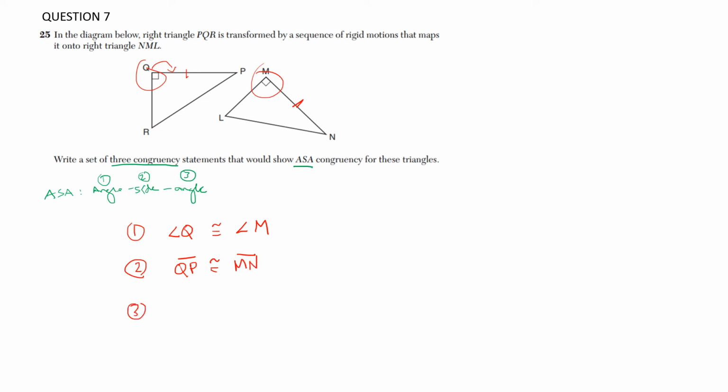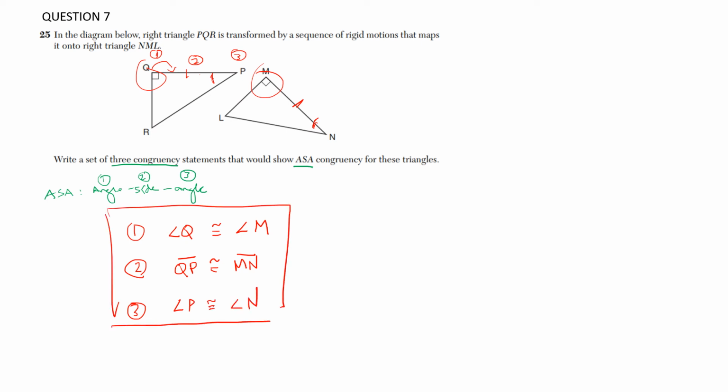Okay? And as a third one, angle, side, angle. The angle we use will be this one, because the first angle was here, the second angle is here. We want to use the side that was sandwiched between, so we're going to have to use this angle here, angle P. Not a problem, we'll just say angle P is congruent to angle N. And just with those three statements, you can prove by ASA that these two triangles are congruent.